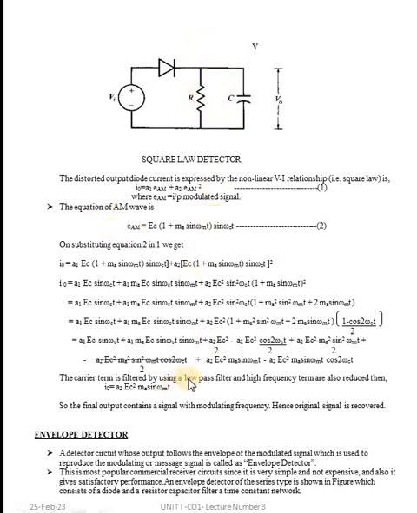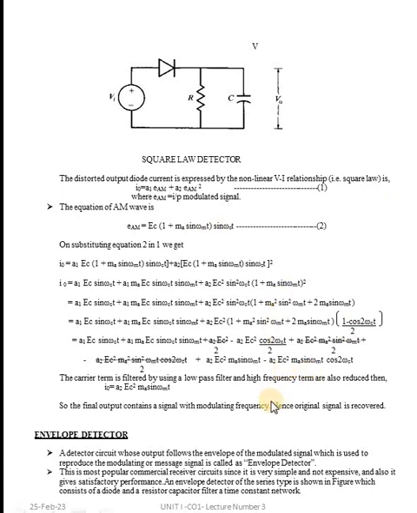The remaining terms will be the carrier and EC sin omega CT sin omega MT components. The carrier term is filtered by using the low pass filter, and high frequency terms are also reduced with the help of the detector. So we can get a2 EC square MA sin omega MT. The final outcome contains a signal with the modulating frequency. Hence we are able to recover the modulating frequency by this circuit. So this is the square law detector.